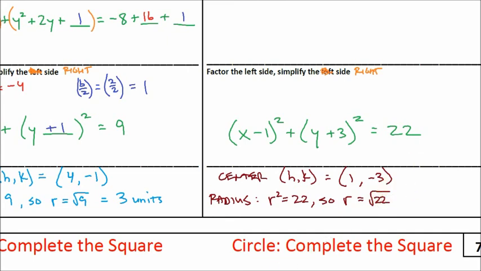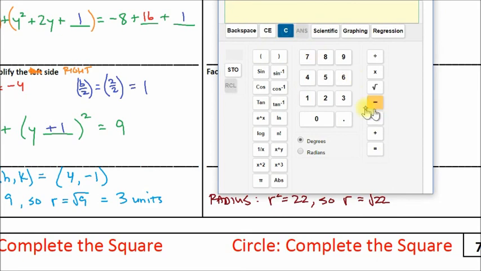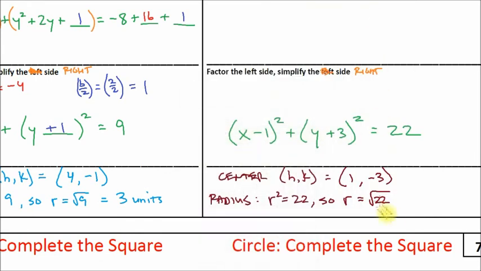Let's put that in our calculator. Square root of 22 is equal to 4.69. We can round that to approximately 4.7 units. So now we're able to find the radius and the center of the circle based on changing this to standard form. Hope you've been successful with that. Go back and listen to the audio again and make sure you get all those steps written down.